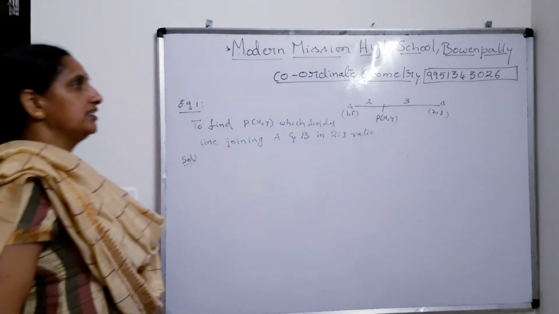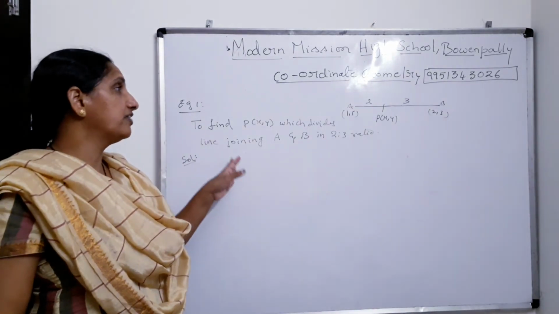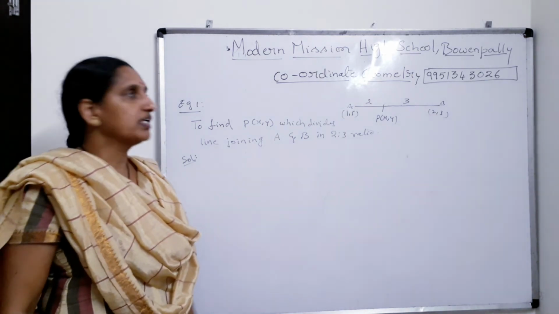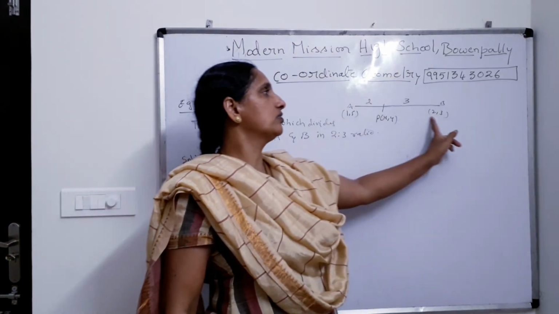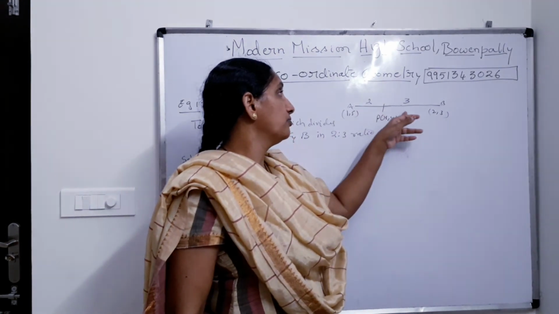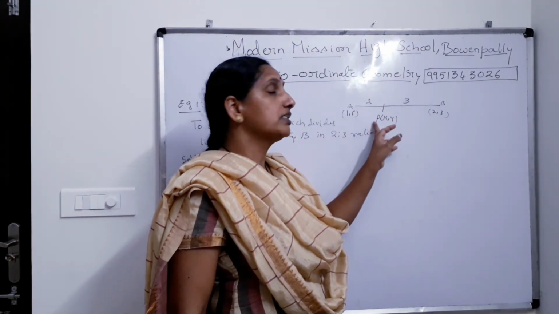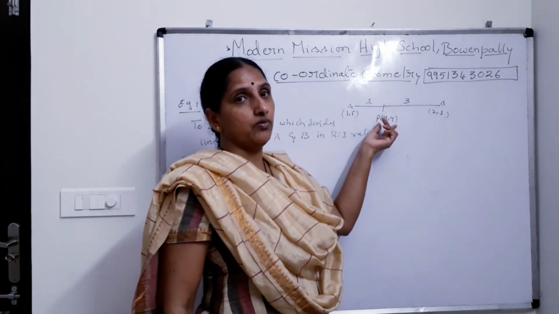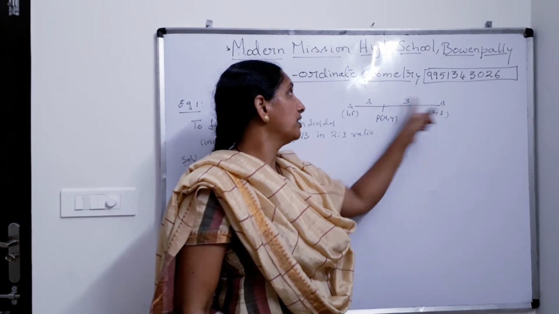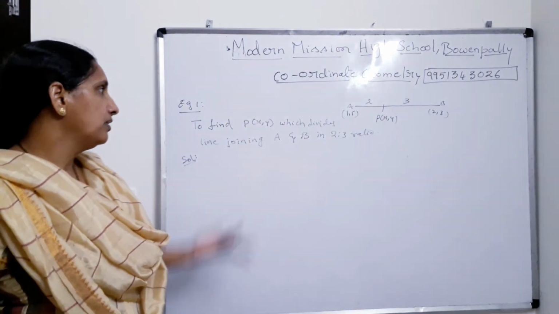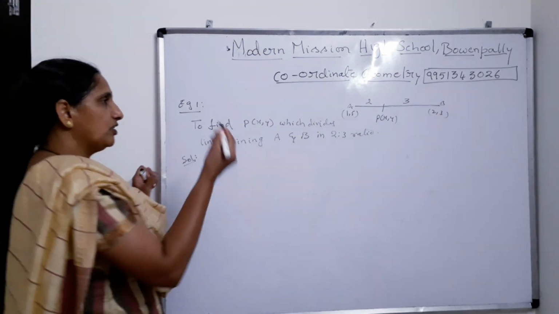So done. Now let us see the examples. Already one example we have seen. Just I am taking another example. So I have a point with some coordinate values and B as another point. And now the question is to find out the coordinates of that particular point which divides the line joining A and B in the ratio 2:3.